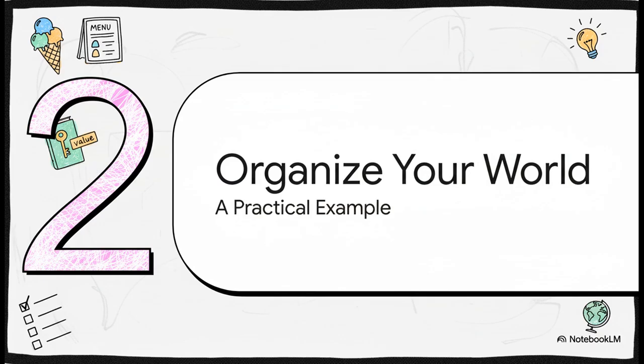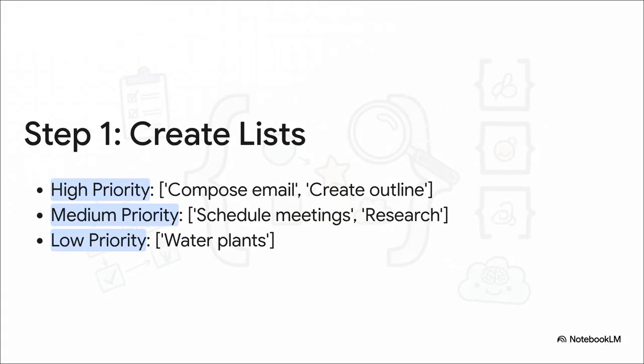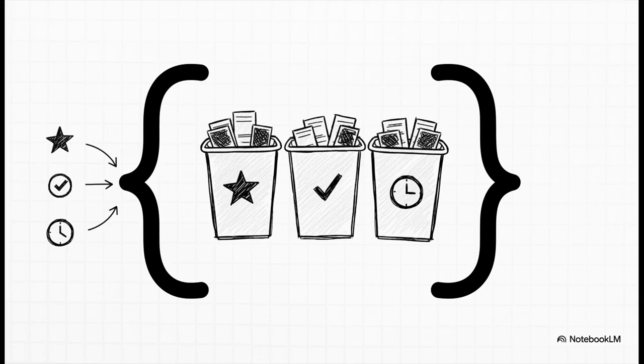All right, let's pull all these ideas together. I'm going to show you a super practical example of how this can organize your life, a to-do list. Okay, so step 1. We'll start by making 3 separate Python lists for our tasks, one for high priority, one for medium, and one for low. This is a decent start, for sure, but we can make this way, way better. And here is the magic trick.